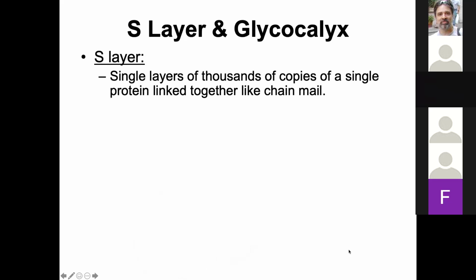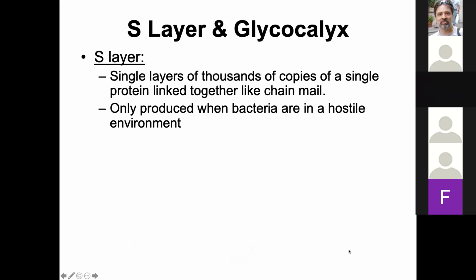The S or slime layer are basically proteins that are linked together, sort of like chainmail around the outside of the bacterial cell. And they're generally produced when the bacteria are in a hostile environment. So think of it like body armor, okay?